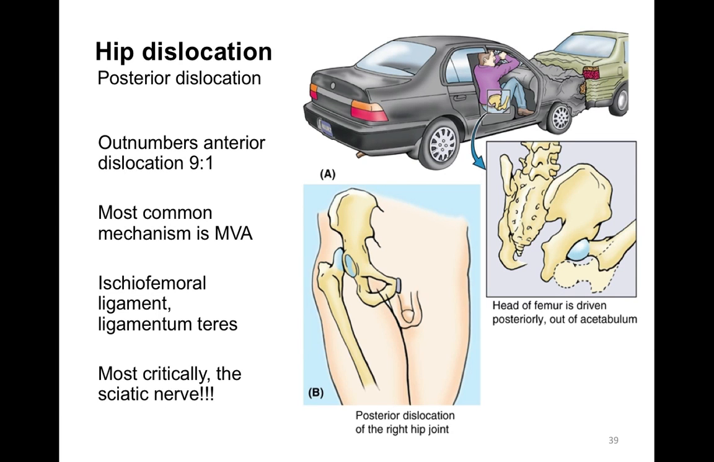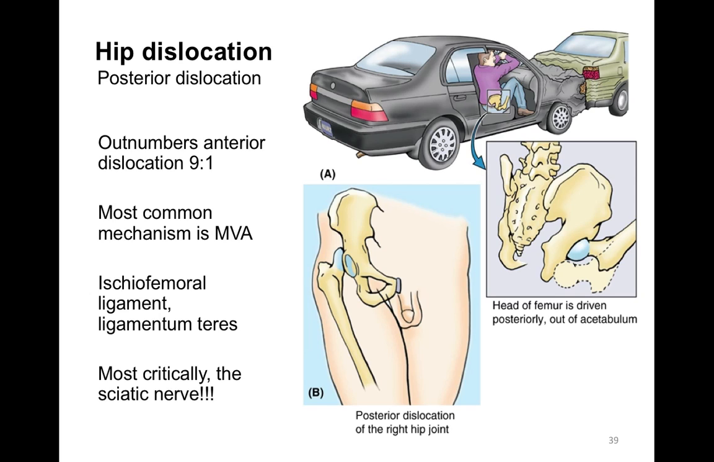Now, the ligament of the head of the femur will become disrupted in the case of posterior dislocation. So in our understanding of posterior dislocation, please understand that a posterior dislocation outnumbers an anterior dislocation 9-to-1. This is the most common direction to dislocate the hip.